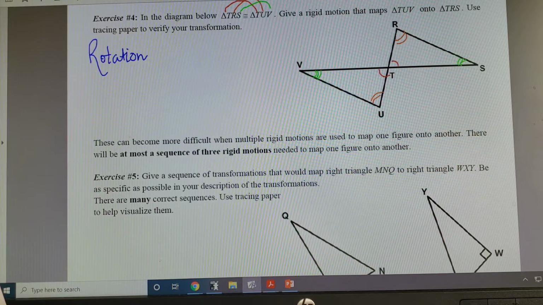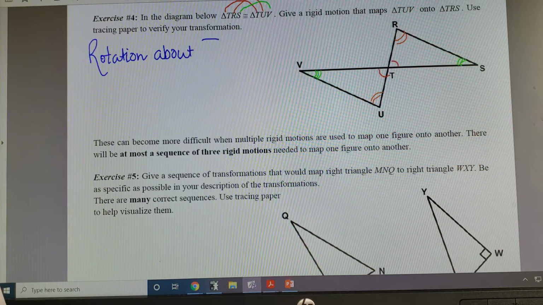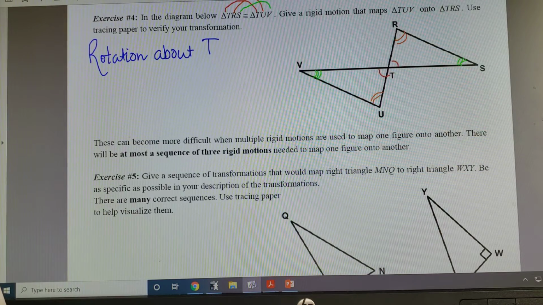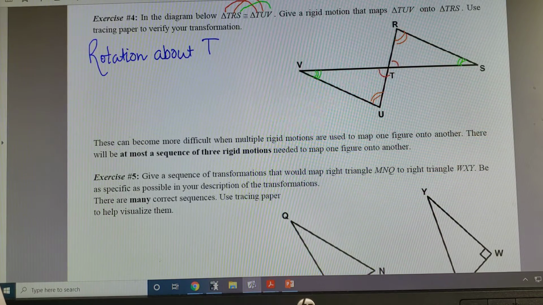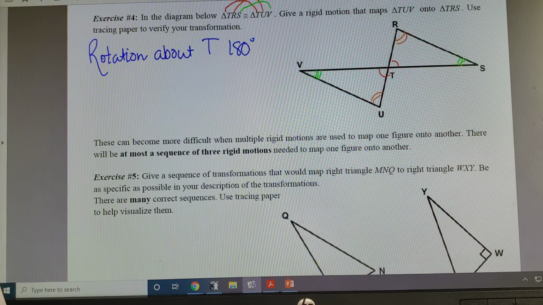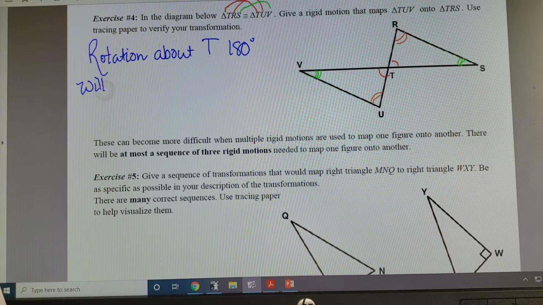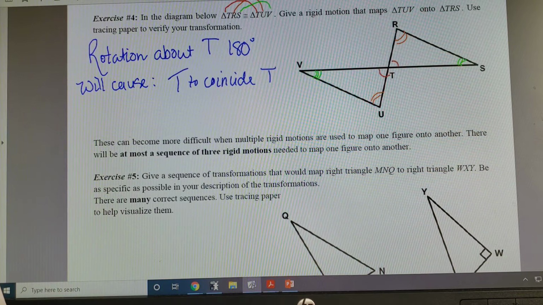T. Very good. So rotation about T. And how many degrees did you rotate it? 180. Awesome, right? Rotation about T, 180 degrees will cause, and then we've got to rewrite all this stuff again. Will cause, here we go. T to coincide to T.